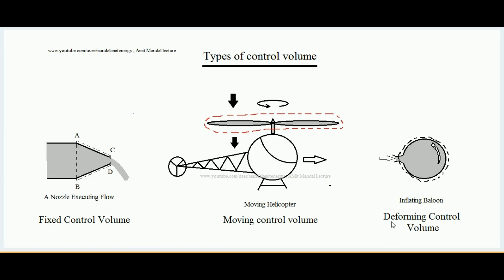And one type of control volume is the deforming control volume, meaning the shape of the control volume is changing. For example, this is a balloon which is inflating, air is going inside the balloon, so the volume of the balloon is continuously changing. If we consider the elastic membrane of the balloon as the control volume, then with inflation of the balloon, the volume is increasing, so the control volume size is also increasing. This is the case of a deforming control volume.